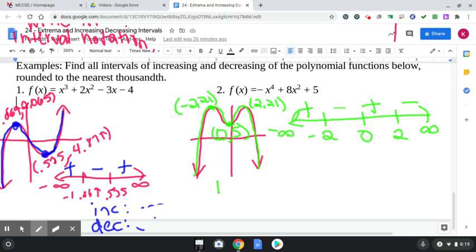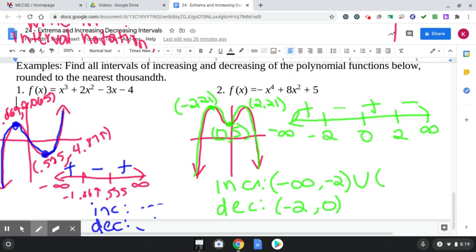So then for my intervals, I have increasing and decreasing. So I start off by increasing. So I increase from negative infinity until negative 2. Then I'm decreasing from negative 2 until 0. Then I'm increasing again, so I put a U, from 0 until 2. And then I'm decreasing again, so another U, from 2 until infinity.